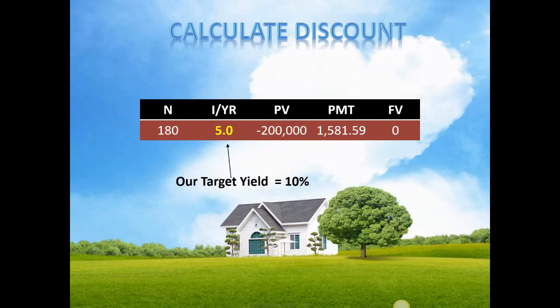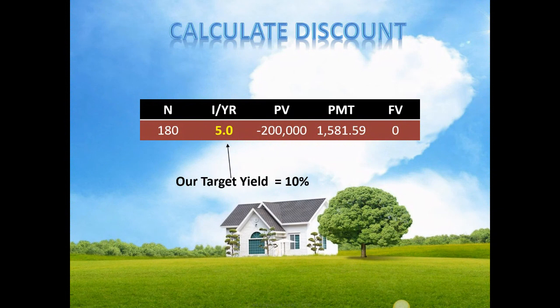Right. So here's our scenario. The homeowner has agreed to take a 15-year mortgage at 5%, $200,000, and to pay $1,581 a month. And the lender wants to sell the note. The bank says, we want to sell the note.